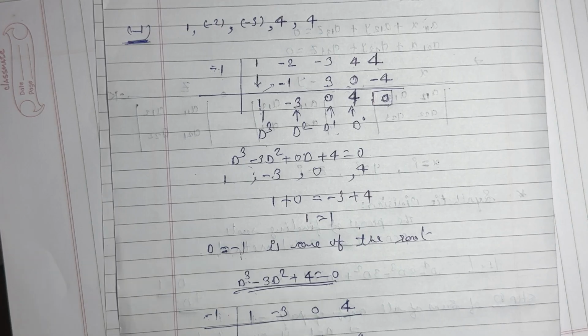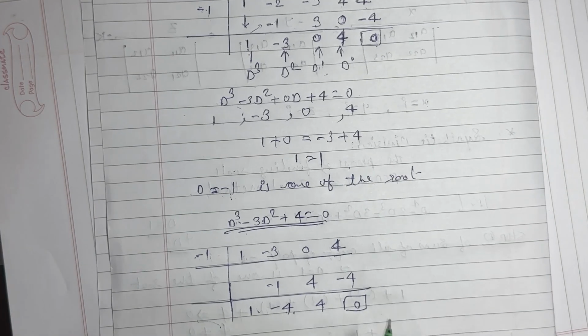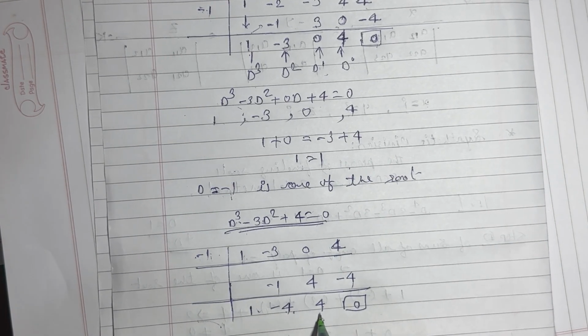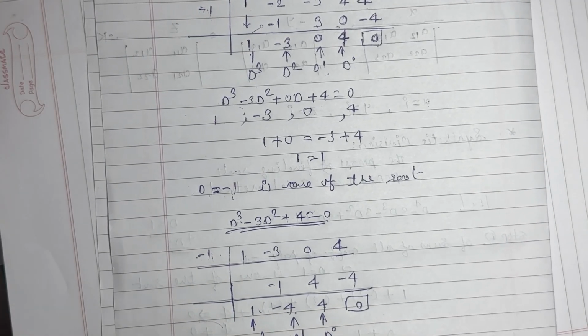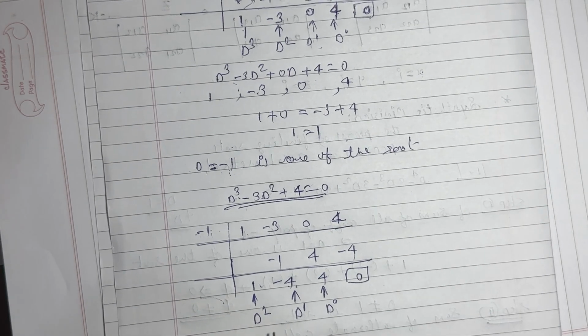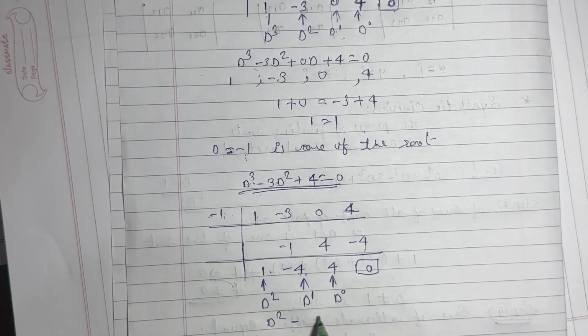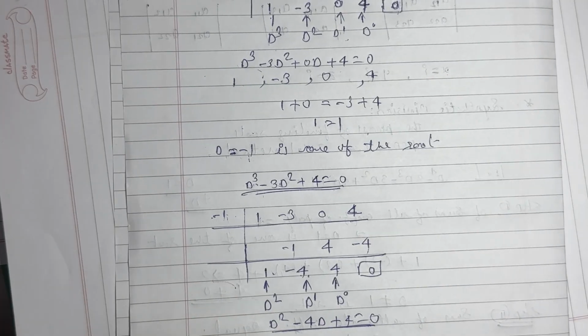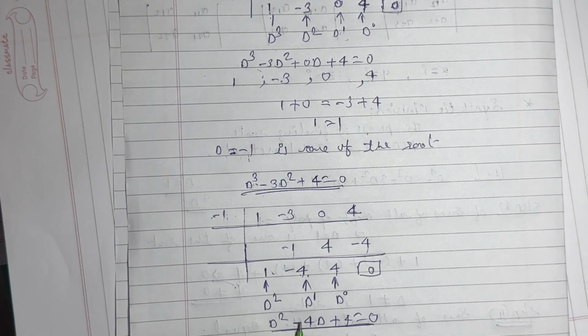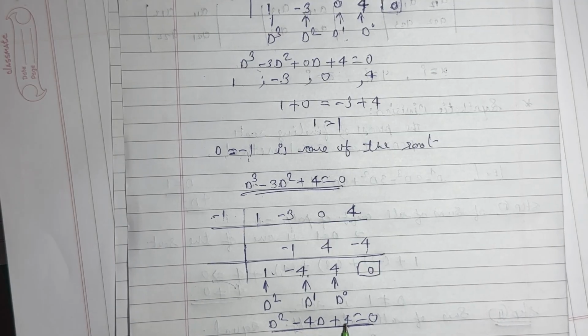Again apply the similar method over here, d to the power 0, d to the power 1, d to the power 2. So we got a similar quadratic equation. What we write is d square minus 4d plus 4 equal to 0. This one is very easy to solve. Find the two numbers whose multiplication is 4 and whose addition is minus 4.